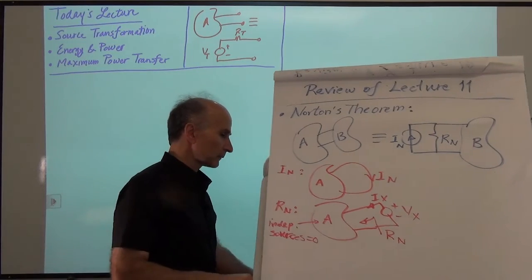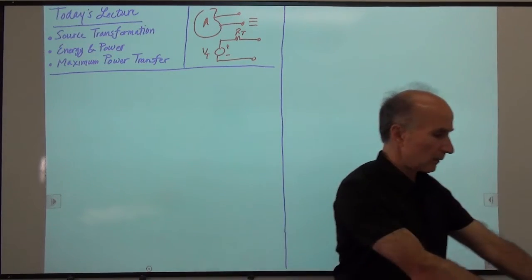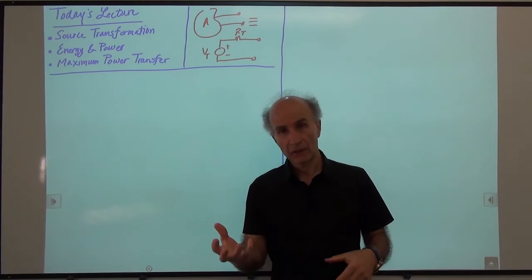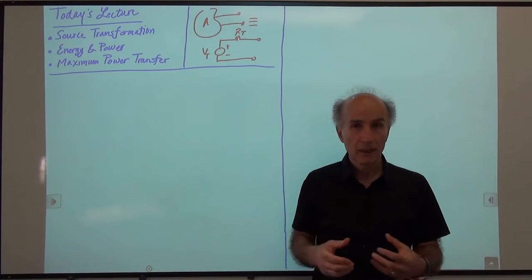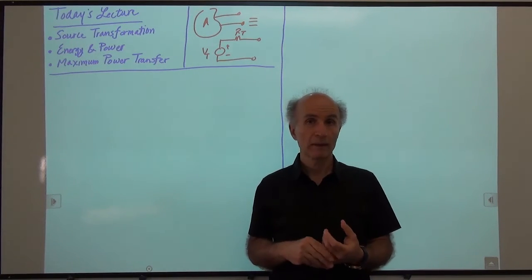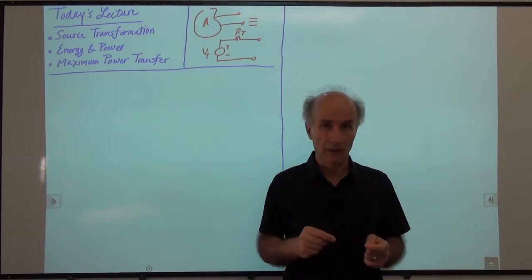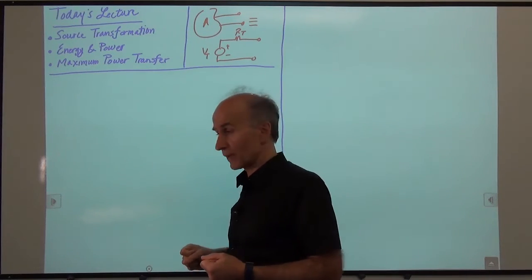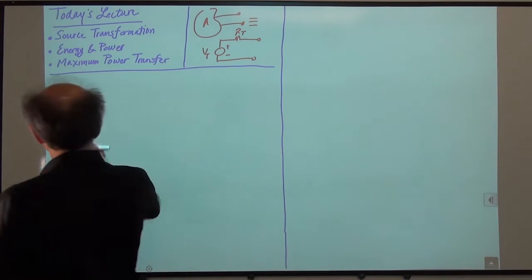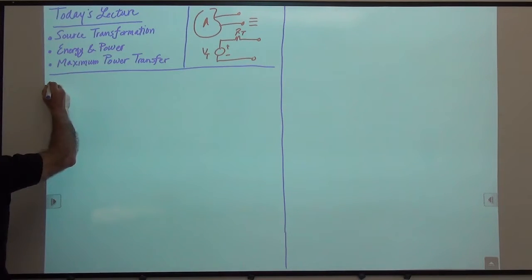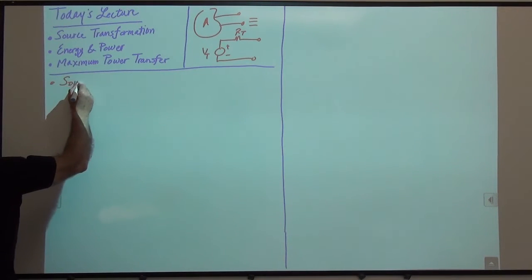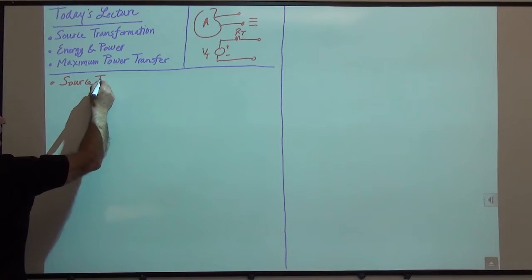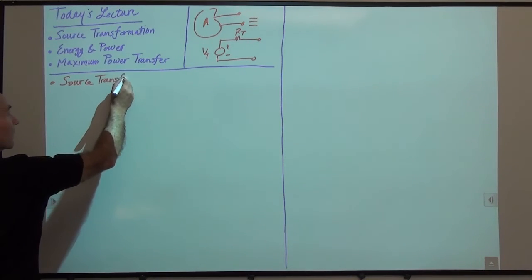All right, so because we have a Thevenin equivalent and a Norton equivalent, in some circuits we might decide to go from one to the other. And that's what we call source transformation. So let's talk about that and see what that really means. Source transformation.